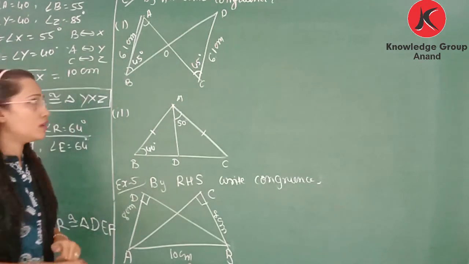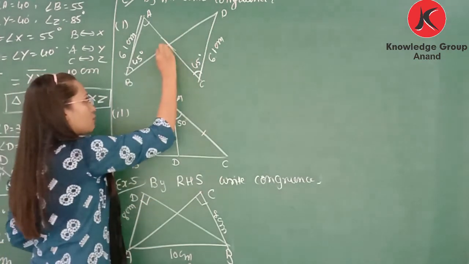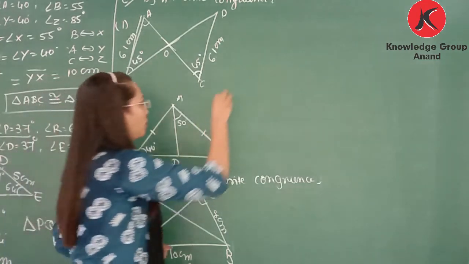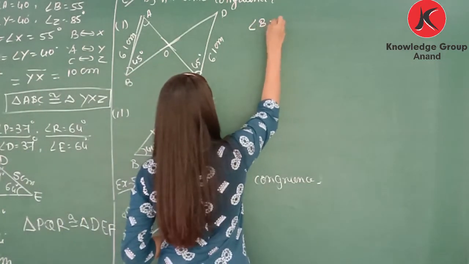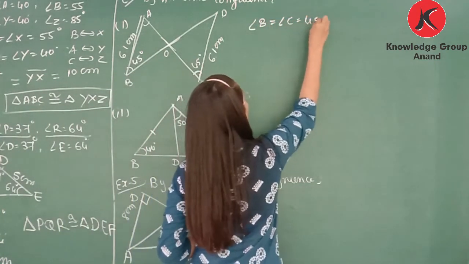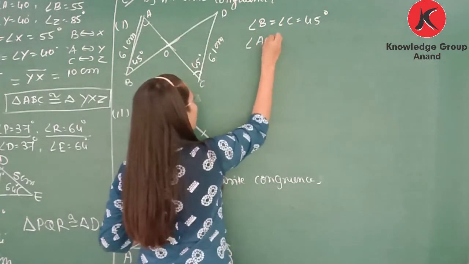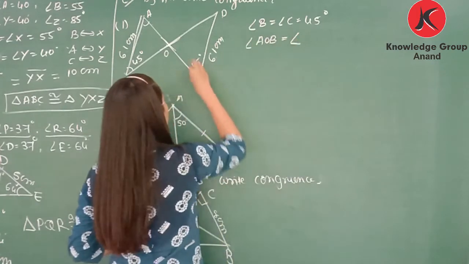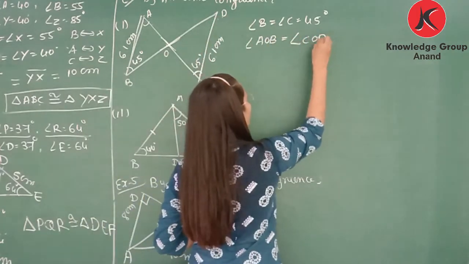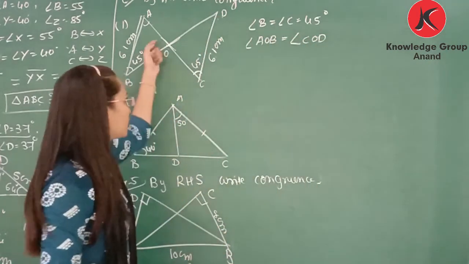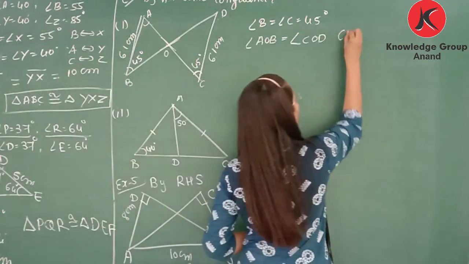How can we find it? Here you can see these are vertically opposite angles. So angle B is equal to angle C, that is 45 degrees. Now angle BOA, or you can write AOB, is equal to angle COD. The reason is, they are vertically opposite angles.